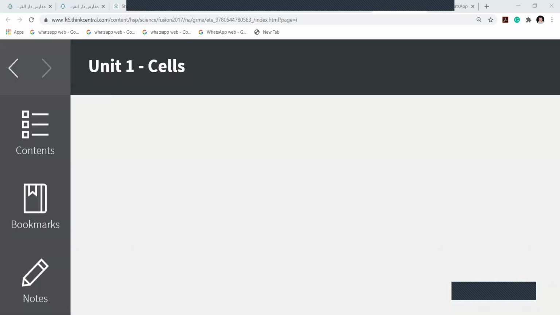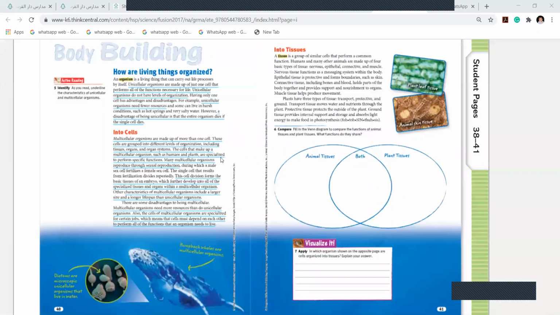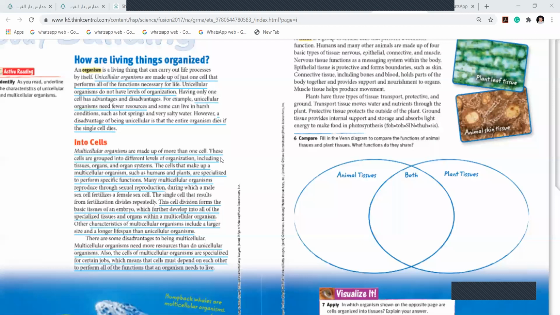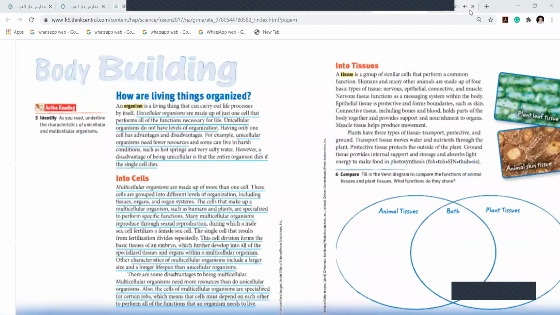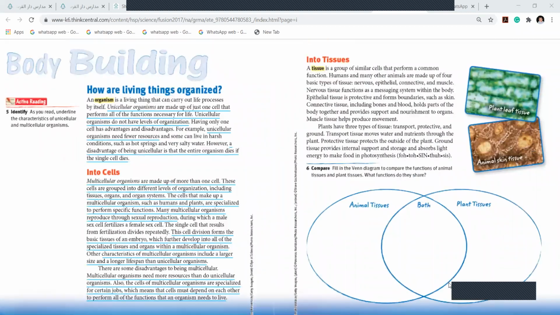Page? Wait, it's loading. It's loading. Okay, now I can see it. It says there is animal tissue and plant tissue. Same page that I am showing you on the screen, right? Yeah. Okay. Yeah, thank you. We have finished this, right?